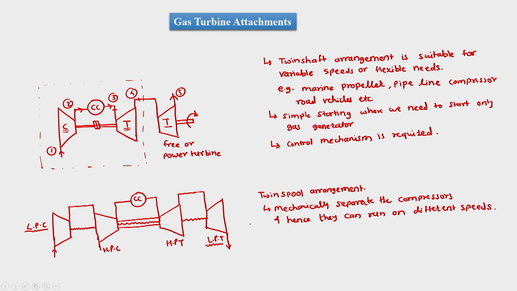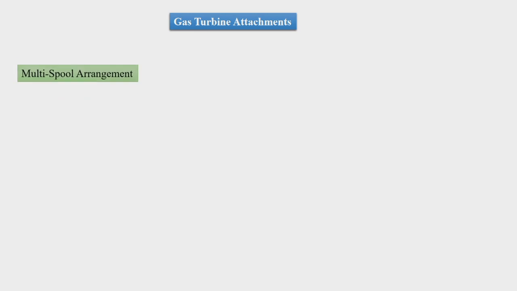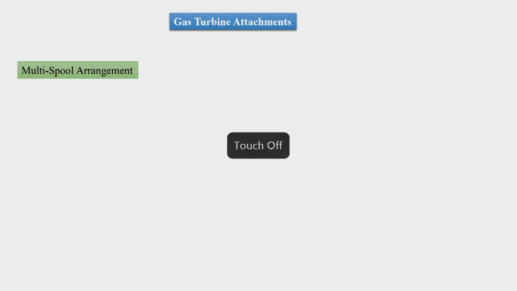So, further after the twin spool arrangement there is an arrangement which is a three spool arrangement, and then the three spool arrangement would again have three compressors which are run by three turbines, or in case of a turboprop engine the propeller would be run by one turbine and two compressors will be run by the two turbines.